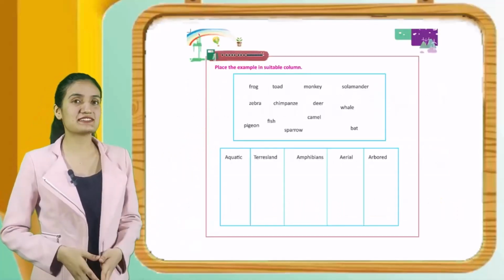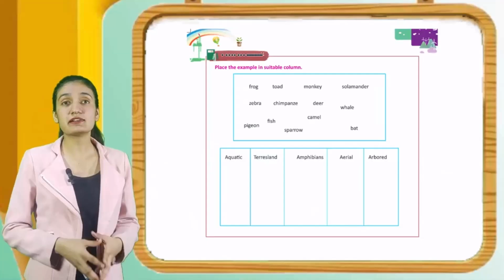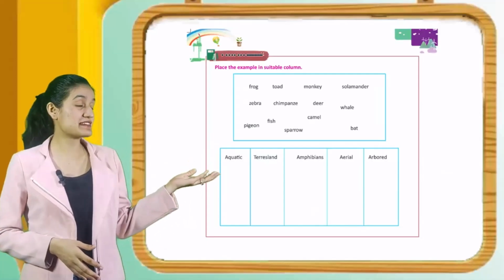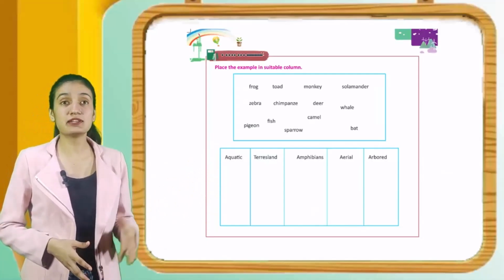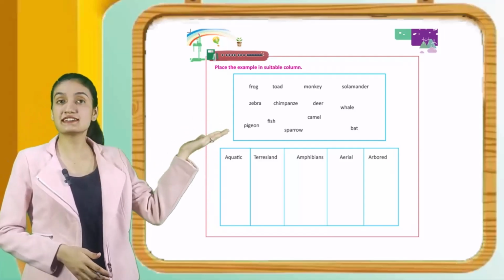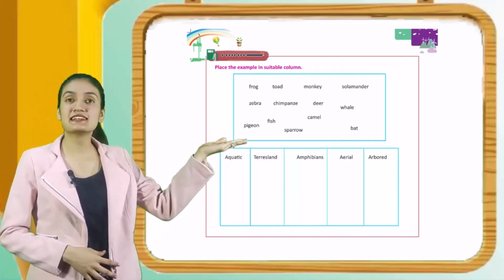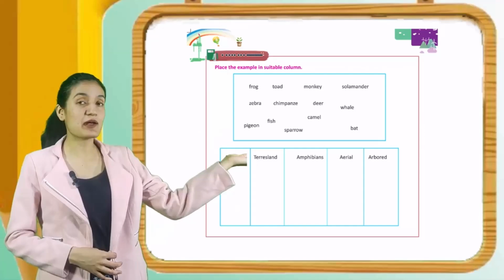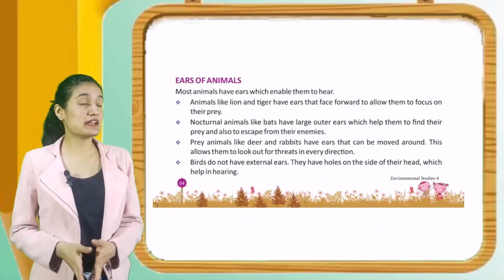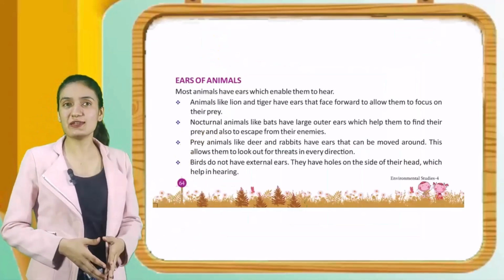Now let's do the activity. Place the examples in suitable columns. Here you can see the animals and you have to put them in the column of aquatic, terrestrial, amphibians, aerial and arboreal. Now let's learn about ears of animals.